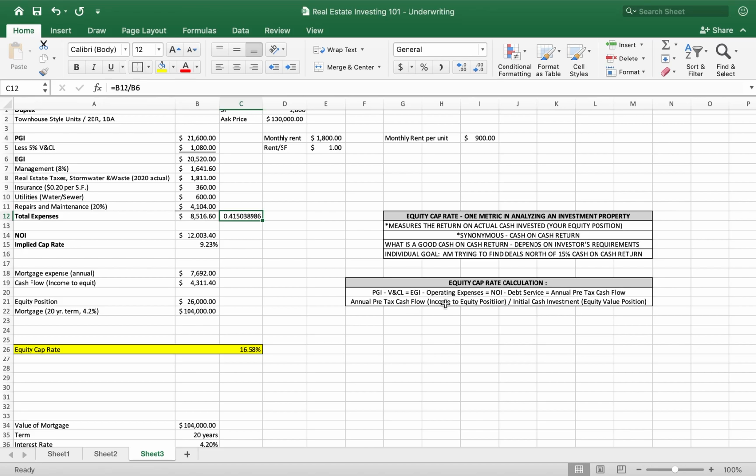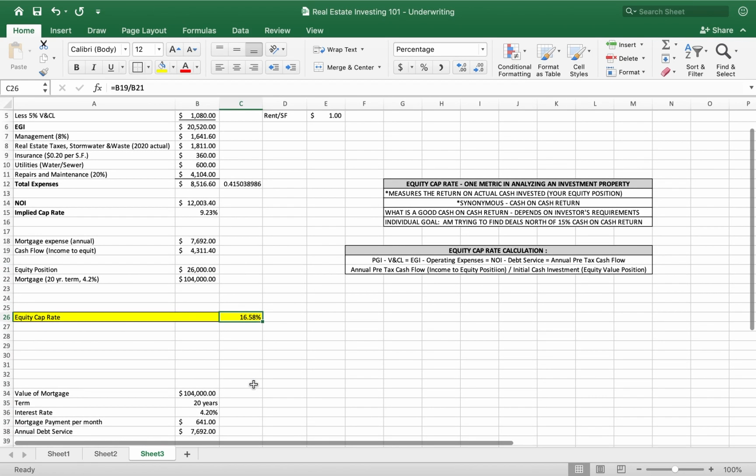After you subtract your operating expenses from your EGI, you get your NOI, and of course your NOI minus your annual debt service gives you your cash flow, your annual pre-tax cash flow. From that point, your income to the equity position, which is your annual pre-tax cash flow, divided by your initial cash investment. In this case, $26,000 gets you 16.58% annually equity cap rate.